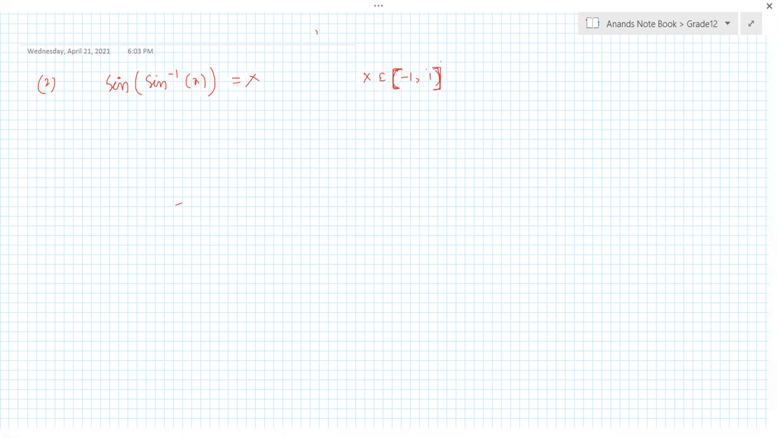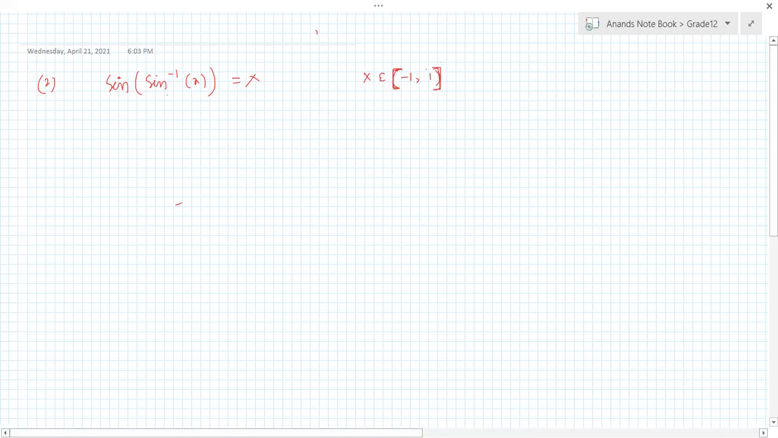You say let sine theta is equal to x. What will theta be from this? Theta is equal to sine inverse of x. We got sine inverse of x is theta, we'll put it here. Sine inverse of x is nothing but theta. So this is sine theta. But by our assumption, what is sine theta? Sine theta is nothing but x.